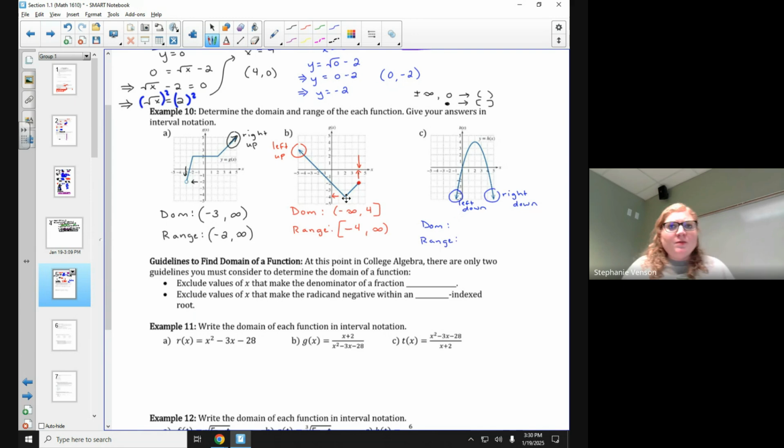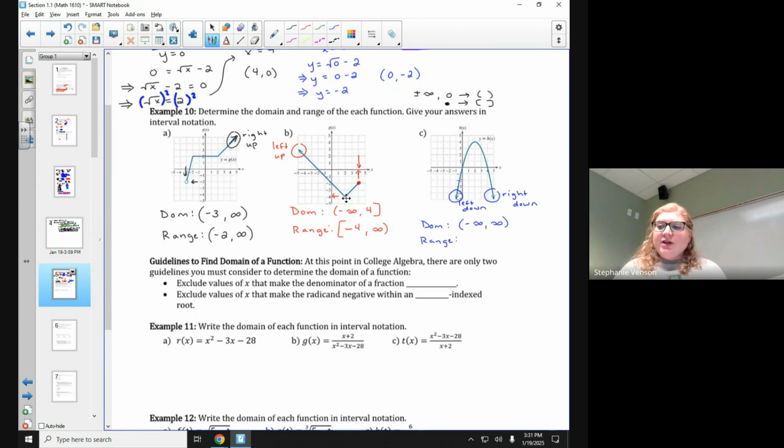So let's talk about the domain first. This domain is actually pretty easy. You could trace that function. There's no breaks or gaps or holes in it. So the fact that I have no breaks or gaps or holes and I have an arrow going forever left and an arrow going forever right tells me that my domain is negative infinity to infinity.